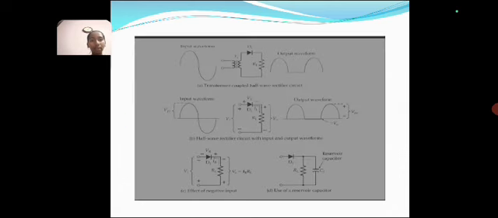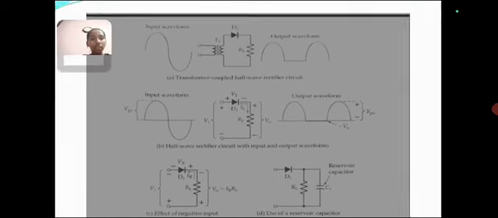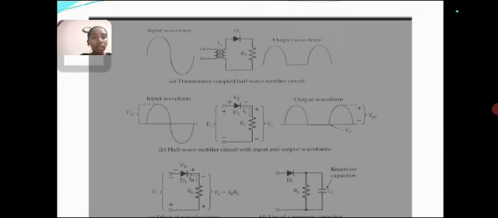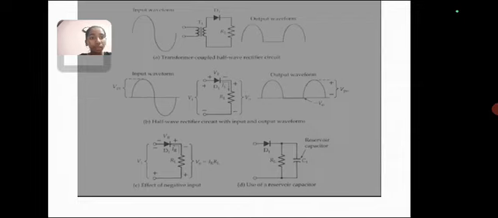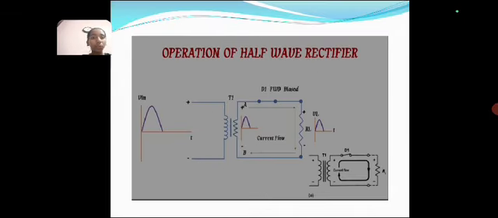Now let's understand this by pictorial representation. Here we can see in the first figure the transformer coupled half-wave rectifier circuit. So here the transformer is coupled with the half-wave rectifier circuit. We get the output in only positive half cycles. Now we can see the operation of half-wave rectifier. So here during the positive half cycle, the diode behaves as forward biased.